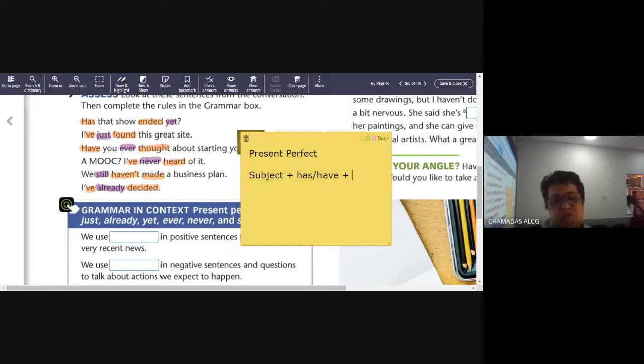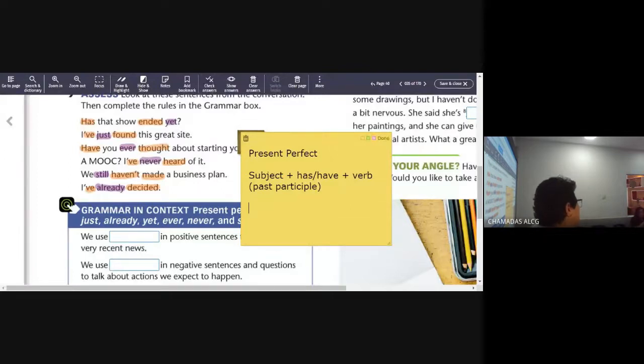So we have the subject, then the auxiliary verb, as you can see here, has or have, plus what? The verb in the past participle. Okay. Very simple. Now, why do we need the present perfect? Why this verb? Why don't we just use the simple past?